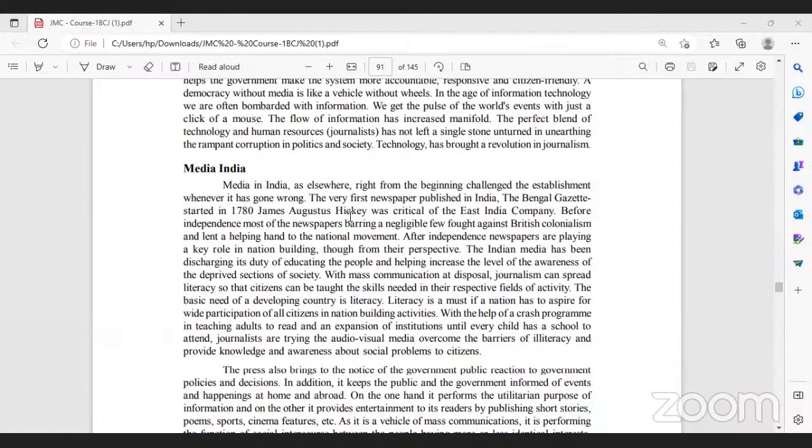He was writing critically about the East India Company, and before independence, most of the newspapers fought against British colonialism and lent a helping hand to the national movement. So we see that the press has played an important role in the national movement also. After independence, newspapers are also playing a key role.